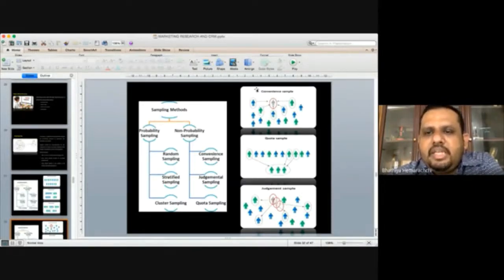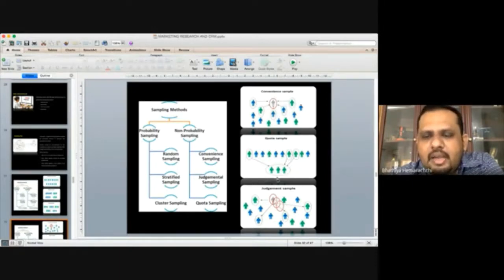First one is the convenience sample. Now convenience sample is what most of you do, right? So when you want to do a research, you will basically talk to the people who are very close to you, right? And who you will approach is the closest person, the most convenient person, right? Convenient sample.